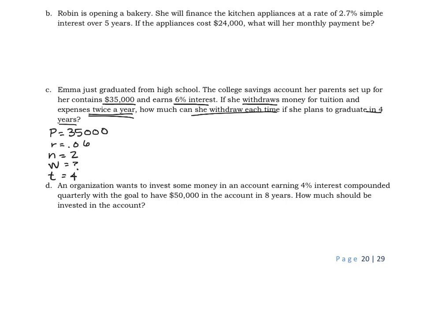Okay? All right, so setting this up using our payout annuity, we have 35,000 equals W times parentheses 1 minus, parentheses, 1 plus 0.06 divided by 2, and it's going to be raised to the n times t, so that's going to be -8. So close that parentheses, divided by the r divided by n.